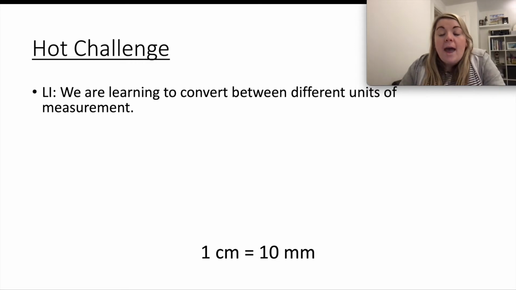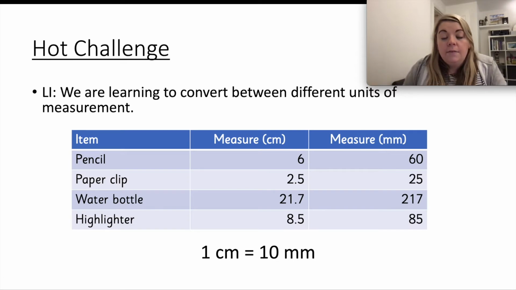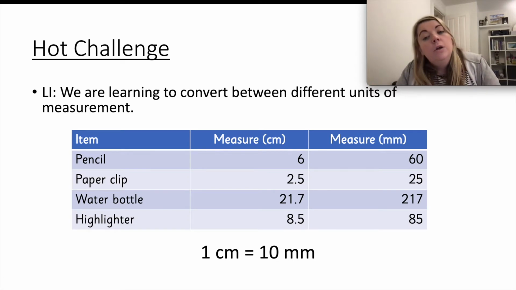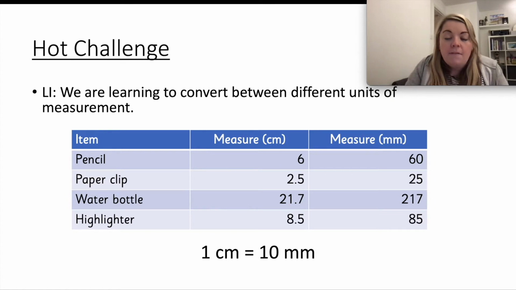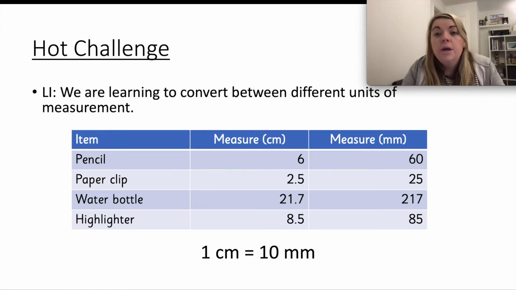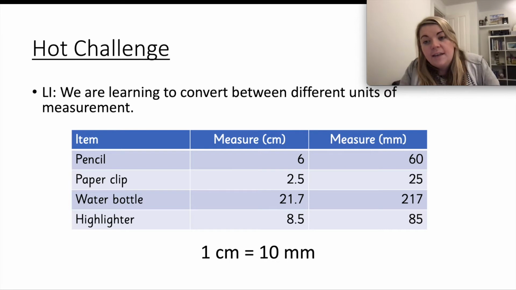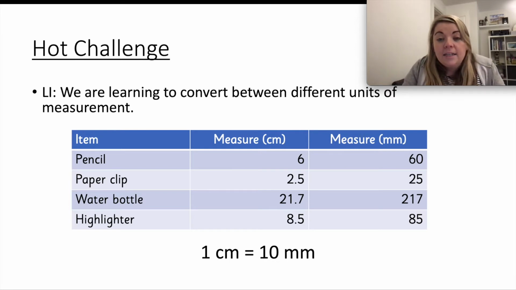So for converting between different units of measurement, we are learning to convert between different units of measurement. You all know that 1 centimetre equals 10 millimetres. We've spoken about this in class, we've looked at our rulers, and we all know that. So this means that if you know a pencil is 6 centimetres, you know that it's 60 millimetres. If a paperclip is 2.5 centimetres, you know that it's 25 millimetres. If a water bottle is 21.7 centimetres, it is 217 millimetres. And if a highlighter is 8.5 centimetres, it is 85 millimetres.